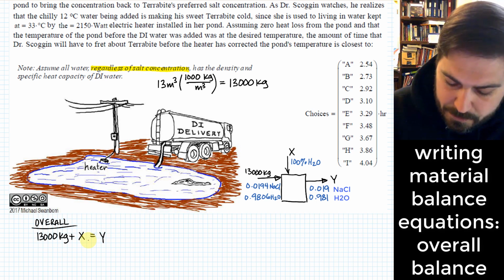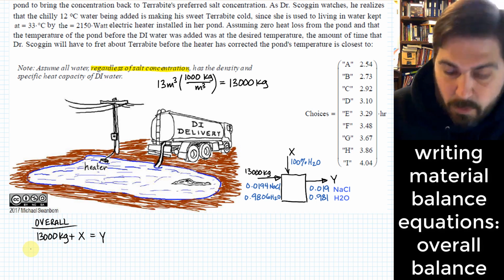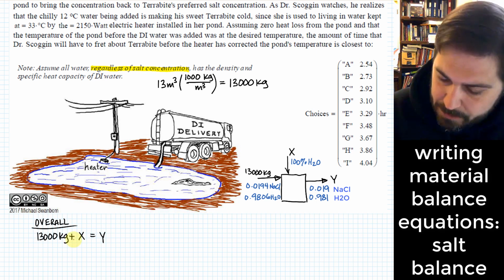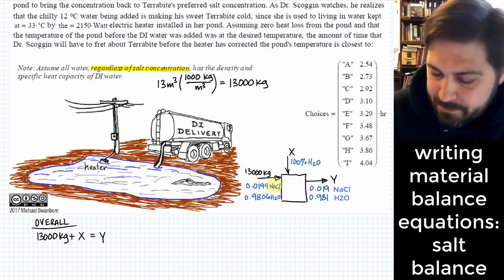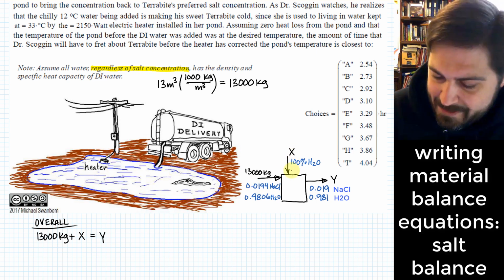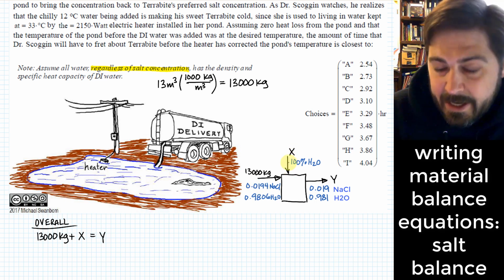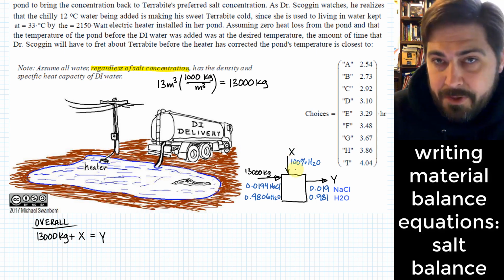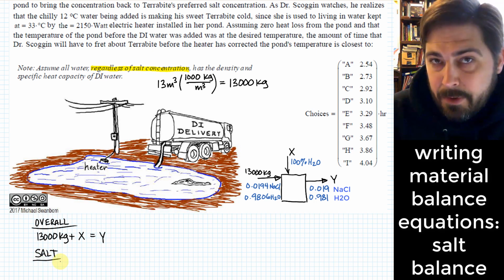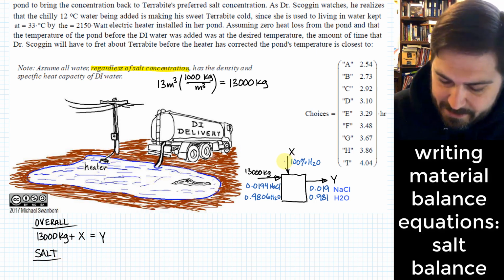We can then use a balance of one of the components that's in there, and I'm going to suggest that we look at the salt balance. There's a specific reason why: if you notice here that flow X, where the DI water is added, no salt is added there. That makes this equation simpler because it eliminates X as a variable.